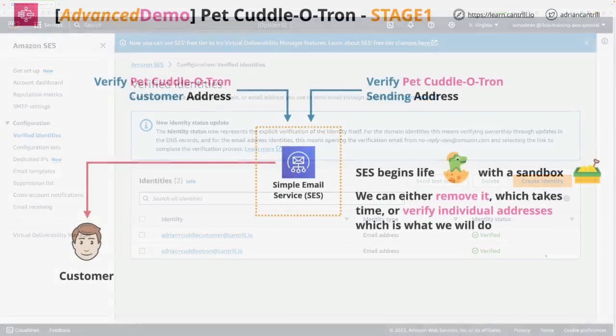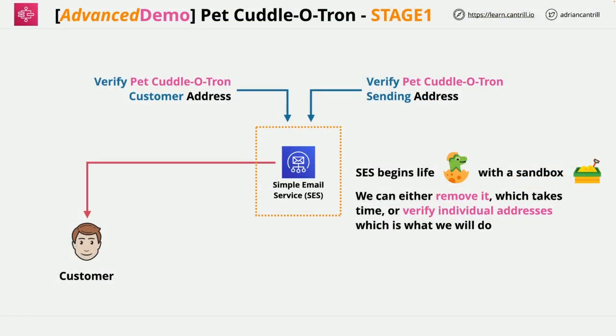Now at this point, that's all you need to do in stage 1 of this mini project. You've successfully added either 1 or 2 verified identities to the simple email service, which will allow the serverless application which you're going to implement to use these addresses to send email. So we don't need to do anything else in stage 1 of the mini project, so go ahead, complete this video, and then when you're ready, I'll look forward to you joining me in stage 2 of this mini project.